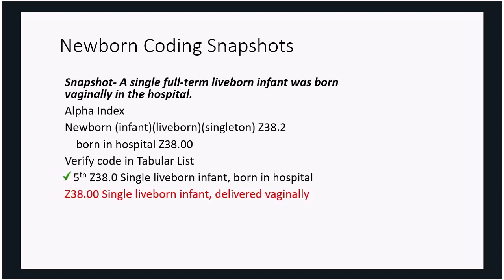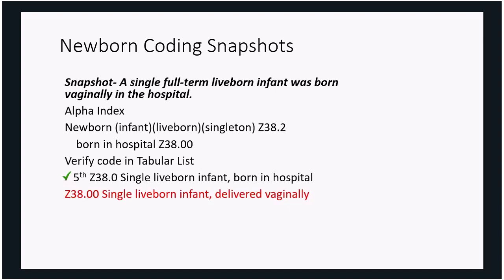This indicates that the baby was not born in the hospital. We don't know where the baby was born. That's not the case here. It was born in the hospital. So we want to drill down further under newborn and born in the hospital. And we see here Z38.00. We now go to our tabular list to confirm.